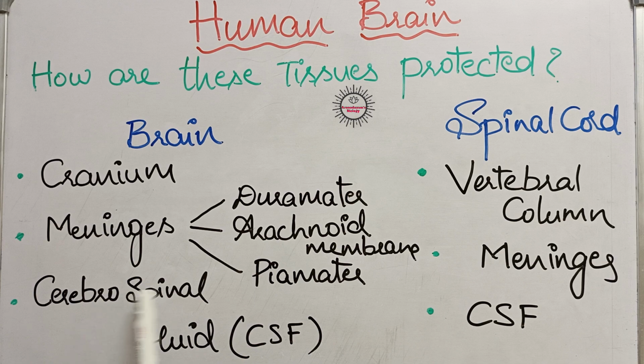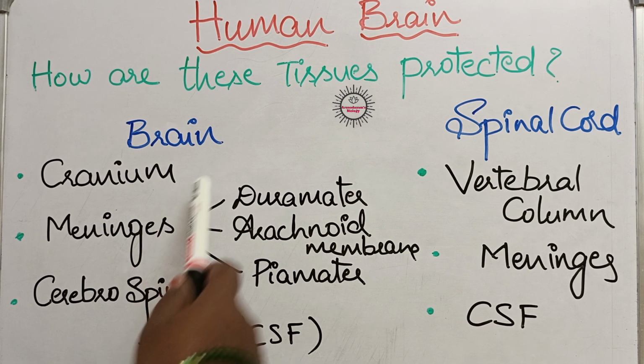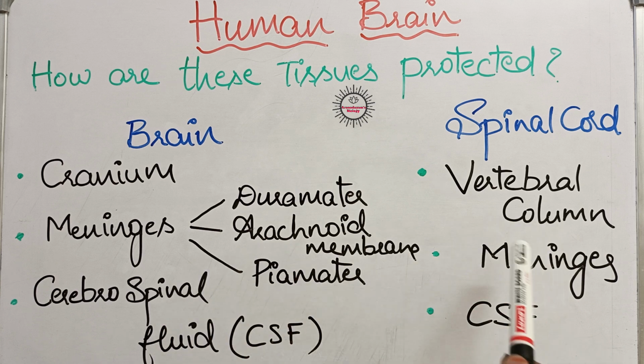Third one, cerebrospinal fluid, CSF. Cerebro refers to brain, spinal refers to spinal cord. That means this fluid is present in the brain and also in the spinal cord. Actually, this fluid is present in the brain and it continues with the spinal cord. That's why it is called cerebrospinal fluid, and this fluid acts as a shock absorbing medium. So it protects our brain from external shocks and jerks.